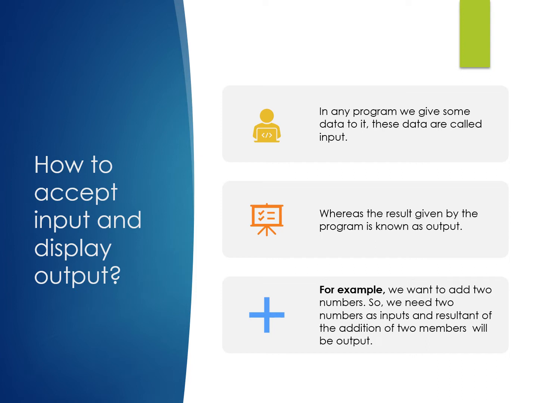This is Ruby. Today I'm going to teach you about Java IO, which is input and output. Whenever we program something, we give some data to it, which is called input, and we expect some output as a result. For example, if we want to add two numbers, we need to give two numbers as input, and the addition of the two numbers will be the output.